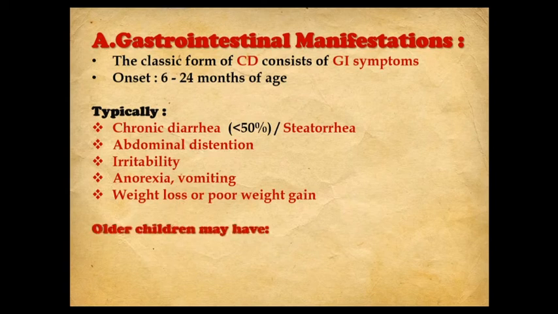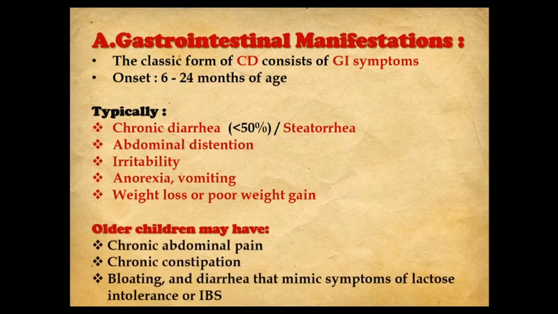But for older children, more than 2 years, they may have chronic abdominal pain, chronic constipation, so not usually diarrhea, bloating, and diarrhea that mimics symptoms of lactose intolerance or inflammatory bowel disease, or irritable bowel syndrome. That means constipation and diarrhea.